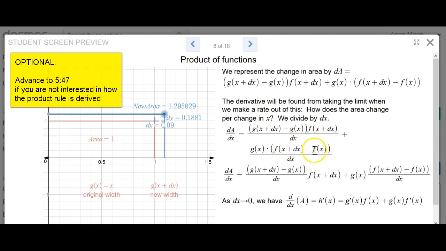And this looks like the difference quotient with f times g of x. So if we simplify that, or factor it, we can see that there's the difference quotient for g, there's the difference quotient for f. And the whole point of this is getting that instantaneous change, so that means we're letting dx go to 0. So if we take the limit as this goes to 0, that's giving us the derivative of the area, which was the whole point, because that's really giving us the derivative of the product of those two functions. And that's how we get the product rule.